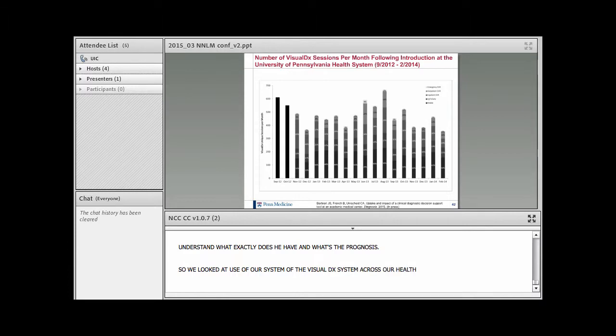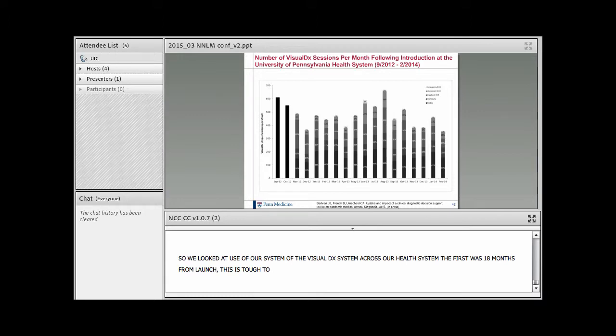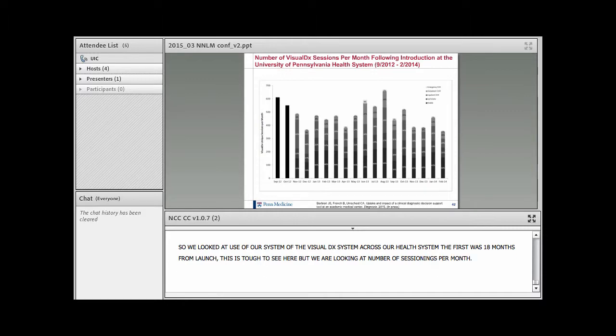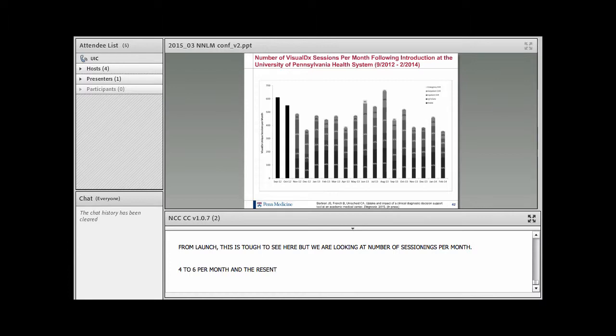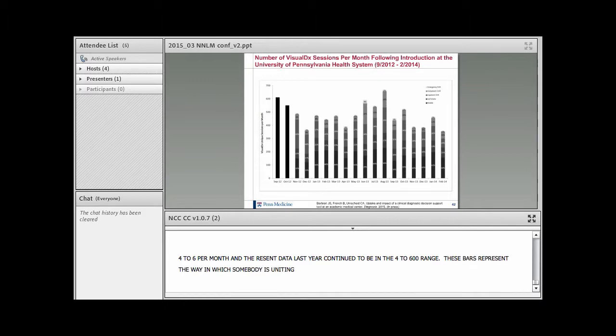And this is tough to see here, but you're basically looking at number of sessions per month. So we're talking about 400 to 600 per month. And the more recent data for last year has continued to be in the 400 to 600 range. These bars represent the way in which somebody's using Visual DX. So the bottom is mobile. So most people are using it on a mobile device. Then UpToDate, inpatient EHR, outpatient EHR, emergency department EHR.